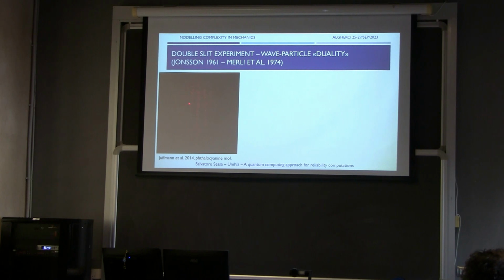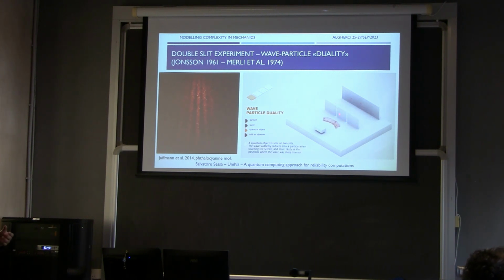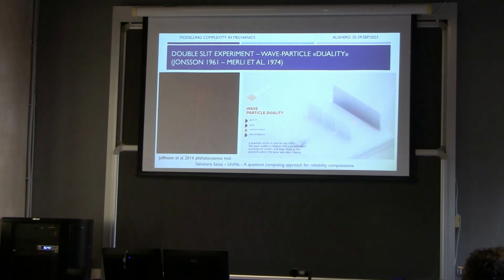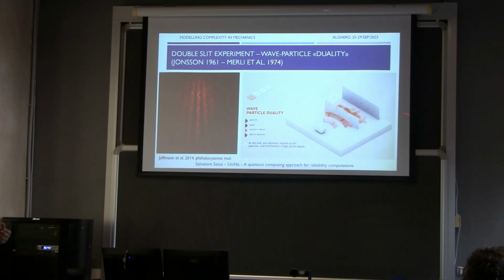Now, such an experiment has also been repeated for single quanta. This is an experimental outcome of an experiment performed in 2014. They used phthalocyanine molecules, and this is again the pattern that we expect to get with light interfering between the two slits. And what happens is that once the quantum is shot along the two slits, there is again some kind of interference after the first screen here.